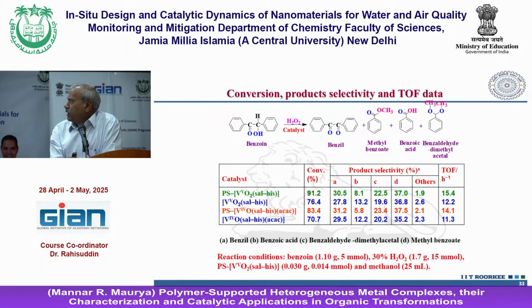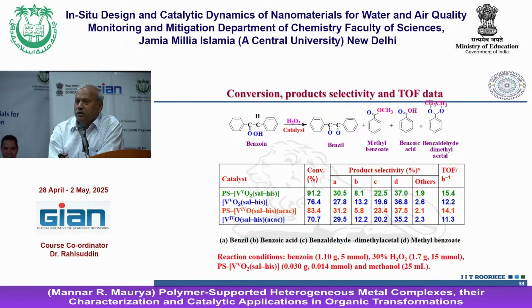See the conversion here, and then the product selectivity: benzyl is still on the higher side, which is not that bad, but along with that your D product, that is benzoic acid, forms in a larger amount, which is expected because it is further breaking and oxidation of that one.